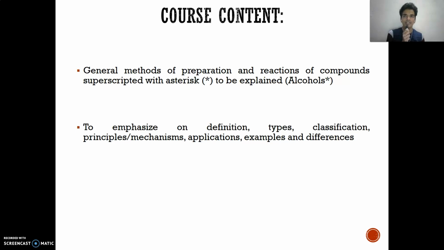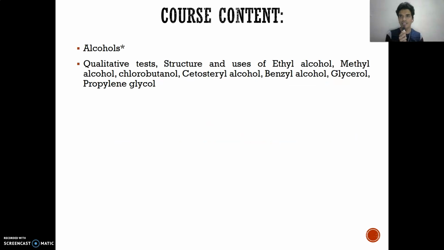The course contains the general method of preparation and the reactions of this compound, for example, which is marked with an asterisk for alcohol, and which emphasizes definition, types, classification, principle, mechanism, application, example, and the differences in between. Then important points related to this alcohol are the qualitative tests, structure, and uses of ethyl alcohol, methyl alcohol, chlorobutanol, cetostearyl alcohol, benzyl alcohol, glycerol, propylene glycol, etc.